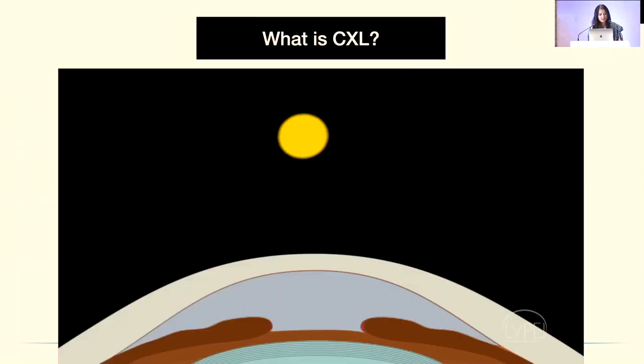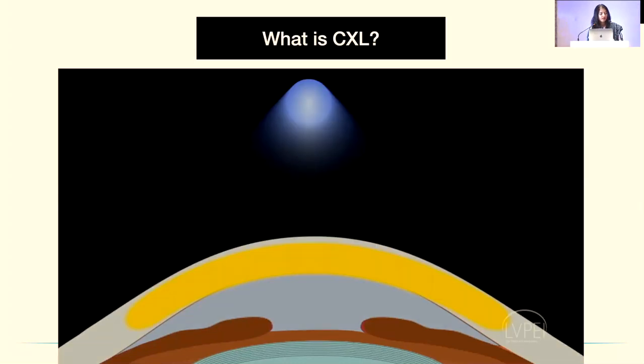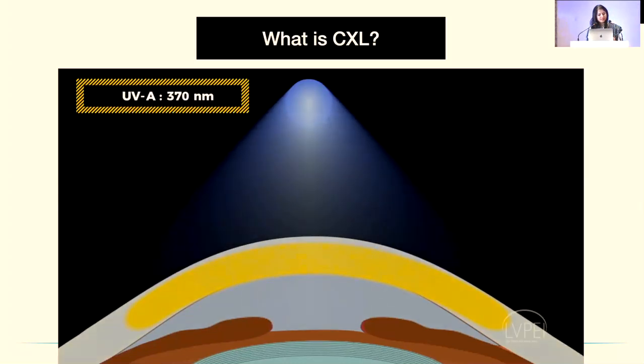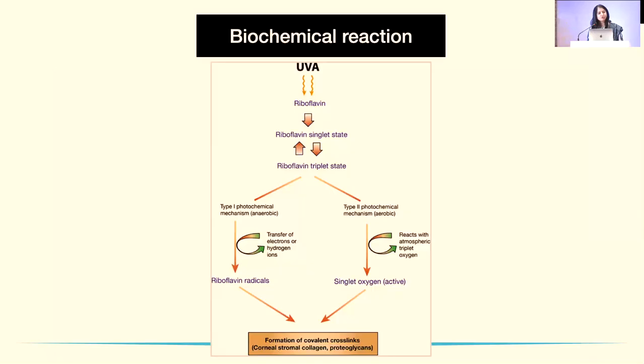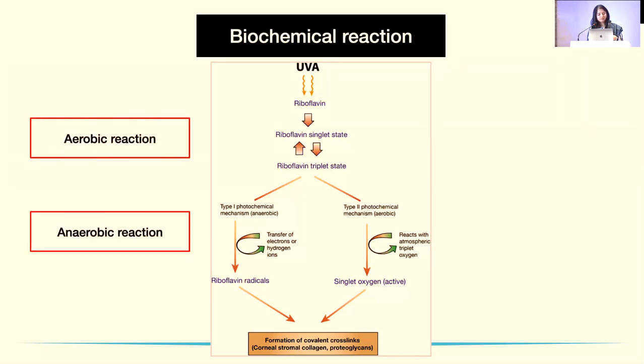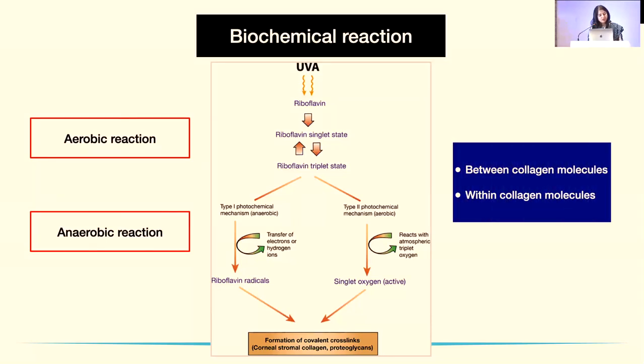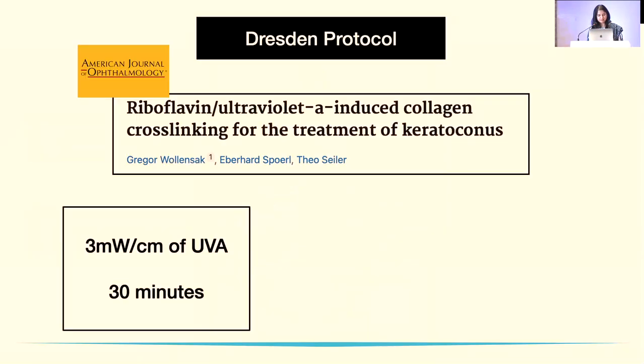In the procedure itself, the cornea is soaked with riboflavin and there is ultraviolet light exposure for at least 30 minutes at a dose of 3 milliwatts per centimeter square to achieve a total surface dose of 5.4 joules per centimeter square. This causes a biochemical reaction between the photosensitizer, which is the riboflavin, and the ultraviolet light. It can be an aerobic and an anaerobic reaction, which causes formation of covalent cross-links between the collagen molecules as well as within the collagen molecules itself, meaning between the fibrils.